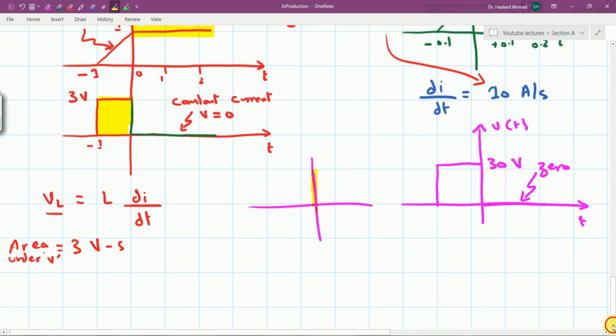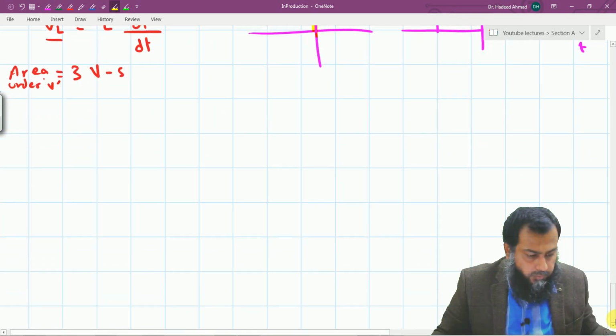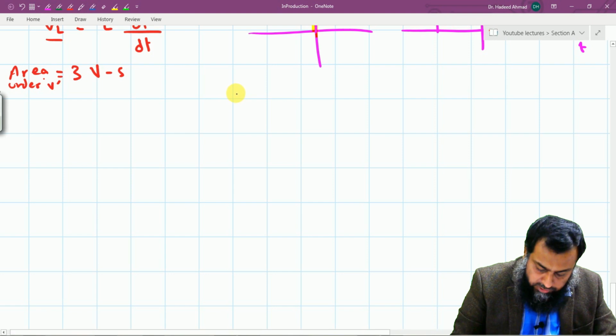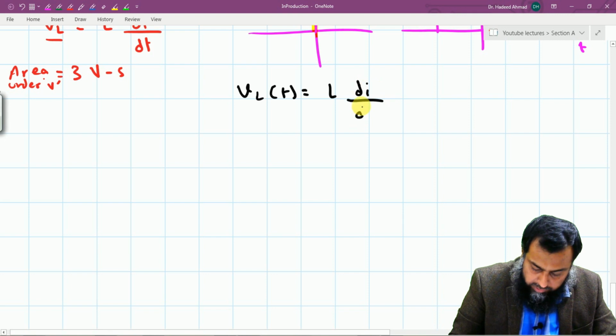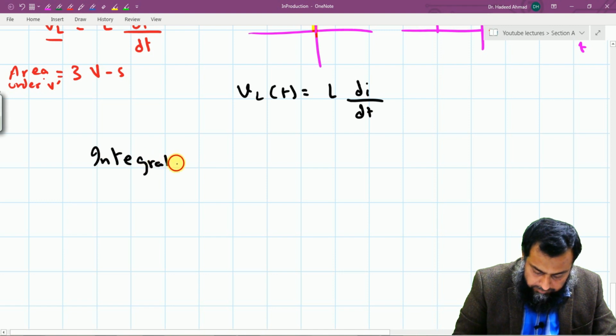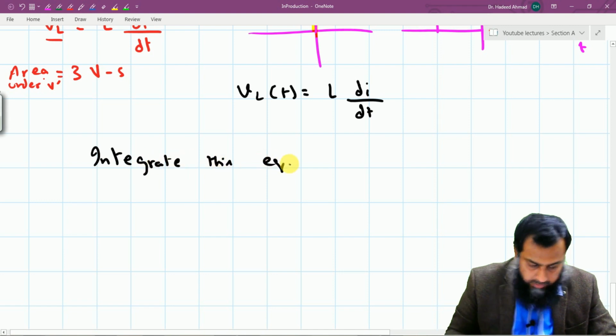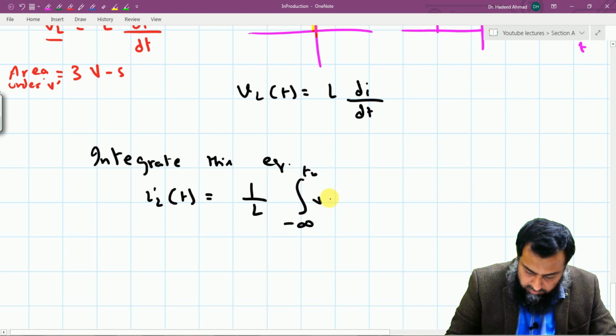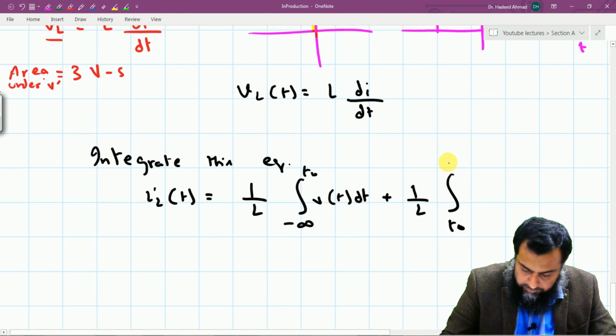With this in mind, let us use this particular equation, V L of t is equal to L di over dt. Now if I integrate this equation, then I have I L of t is equal to 1 over L integral from minus infinity to t naught of V of t dt plus 1 over L integral from t naught to t of V of t dt.